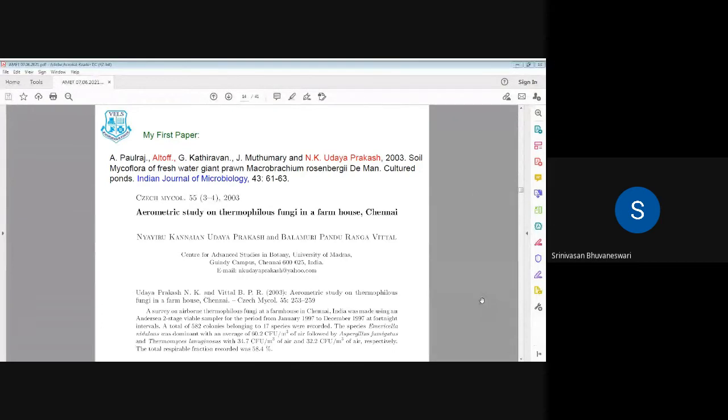In this case, the title is Aromatic Study on Thermophilus fungi. Throughout India, only 3 people have worked on this airborne thermophiles. So I picked the lacunae over there, then started working on it, then started publishing this. So you find out the lacunae in your own subject, look for the people, and when there is a lacunae, you start working on it so that your publication can easily be accepted.